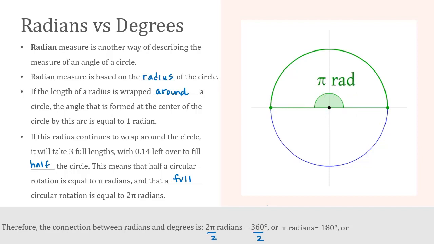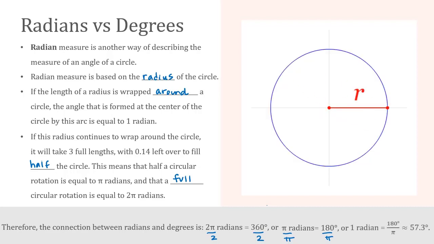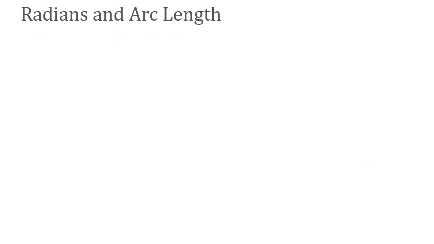And I could go even one step further. How many degrees is 1 radian? Well, if I divide pi radians by pi, then I'll have 1 radian. But if I do that on the left, I have to also do that on the right. So now I can say that 1 radian is equal to 180 degrees divided by pi. Remember, pi is about 3.14. And when I divide that, I get that 1 radian is approximately 57.3 degrees, which is what it looks like in this picture.